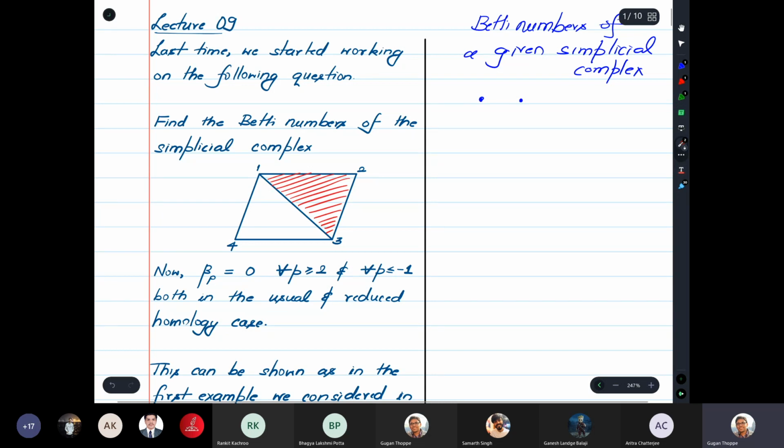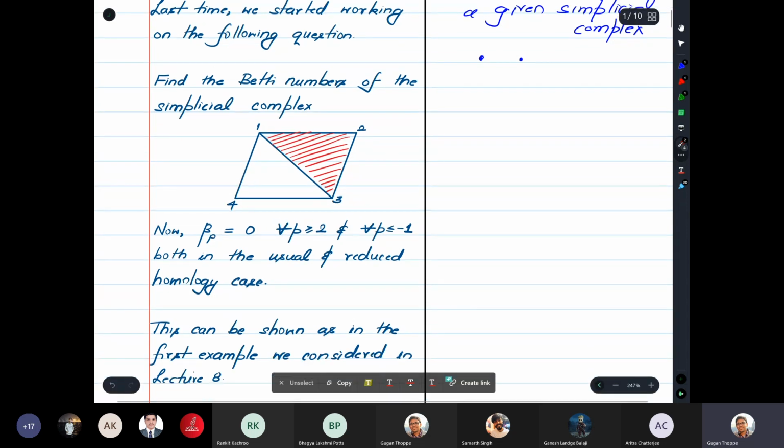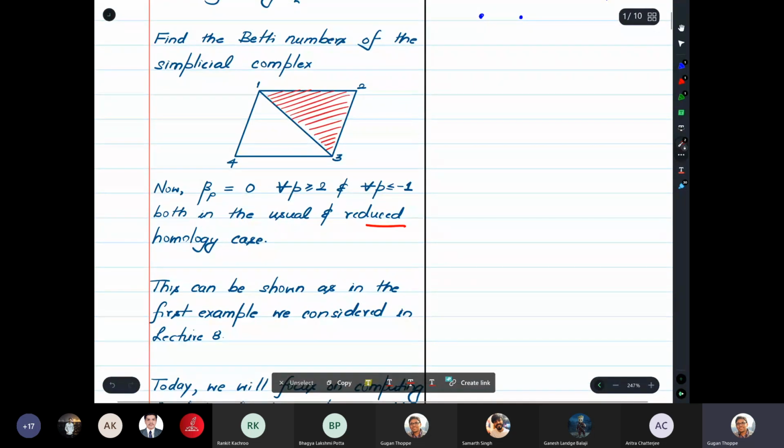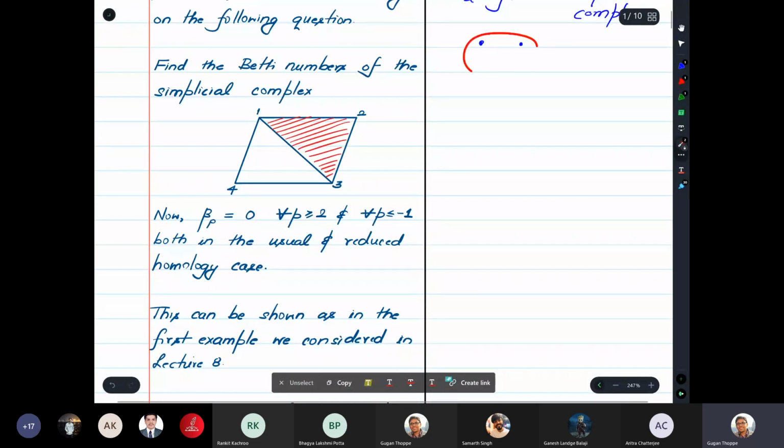All right. So our goal now is to look at the Betti numbers of this simplicial complex. Last time we said that Betti p for p bigger than or equal to 2 and p less than or equal to -1, both in the usual and reduced homology case, one can show that it is 0. Maybe I didn't cover all the cases, but the way we did in this simple example, if you repeat that procedure, you'll be able to see that for all p bigger than or equal to 2 and p less than or equal to -1, indeed this simplicial complex has 0 Betti number.